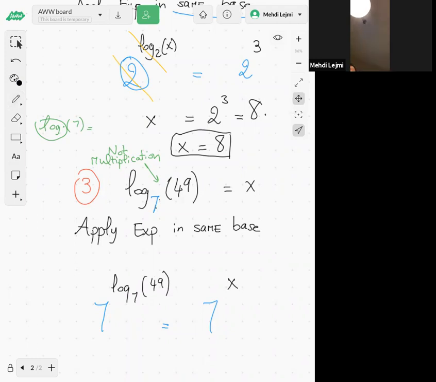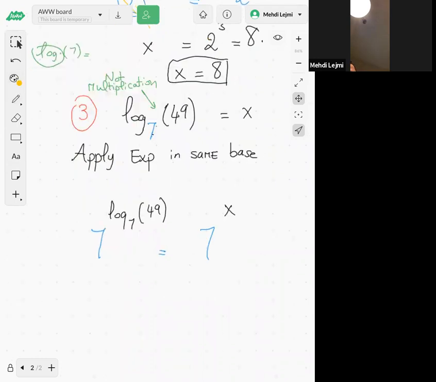All right, so log in base 7 and the exponential in base 7 cancel out. So it's just 49 on the left, and on the right it's 7 to the power x. And again, the question is, what will be x? We are solving for x. For which power x would 7 to the power x be equal to 49? That's a square, 7 squared. 7 squared is equal to 49. So the solution here is x equals 2.